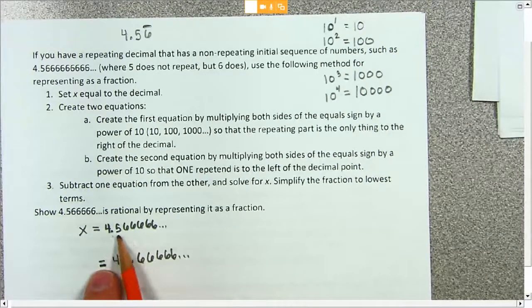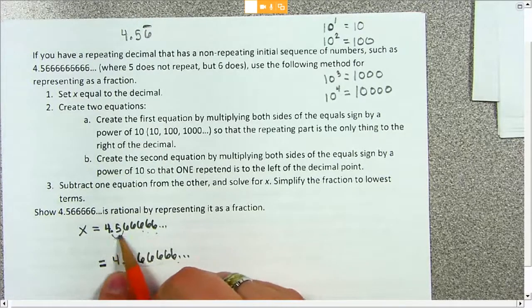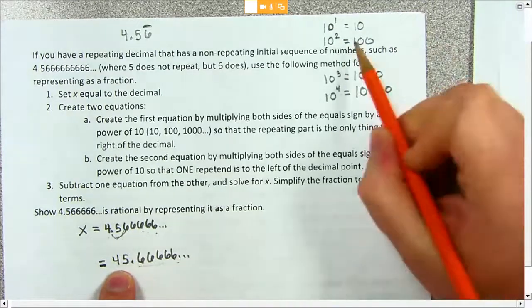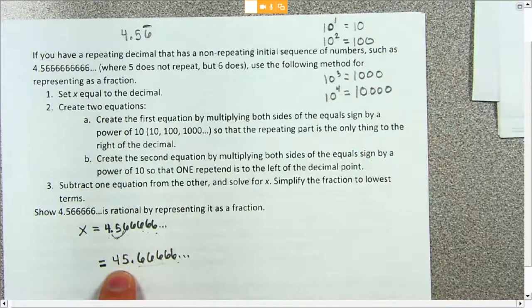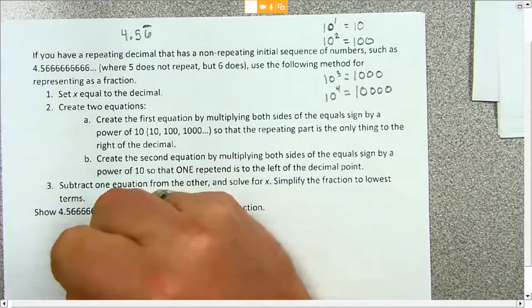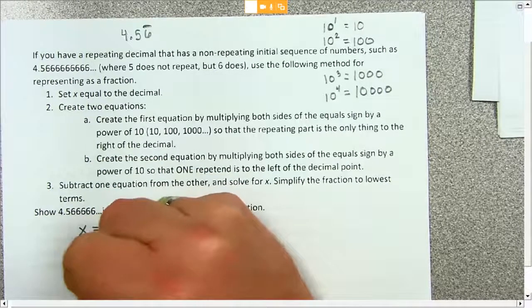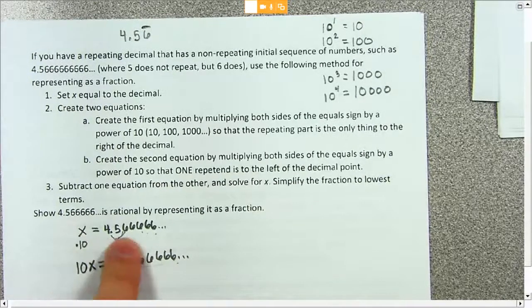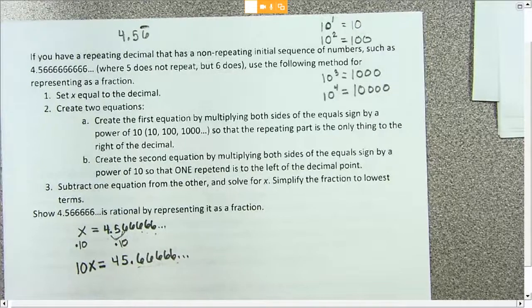So I have 4.566666. I want to move that over until I get 45 in front of the decimal and just the repeating part is left. So I had to move that 1 space, right? So I'm going to multiply by 10 because it's 1 followed by 1 zero. I multiplied this by 10, so I need to multiply x by 10, and on this side I'm going to get 10x. So 10 times x, if x is 4.566666, 10 times x will be 45.66666, okay?